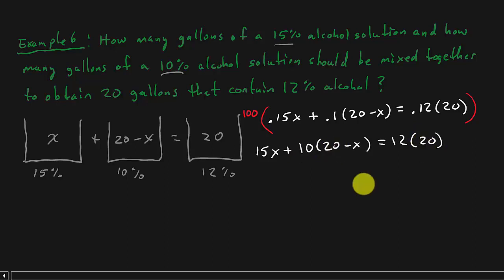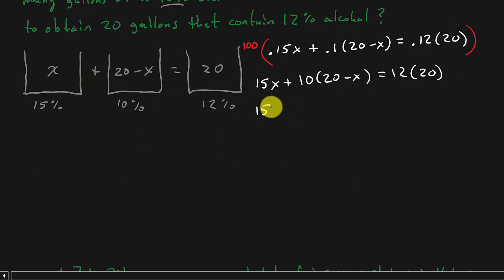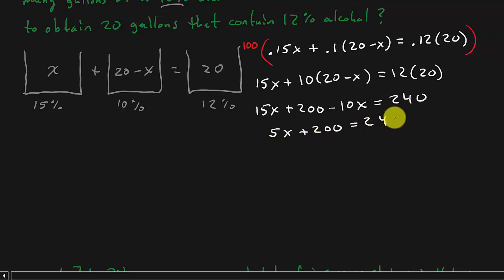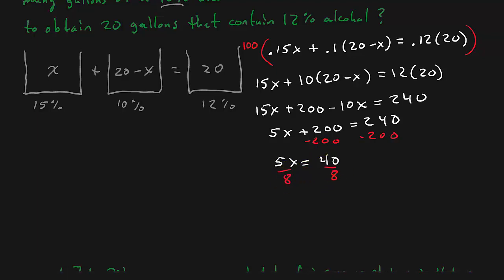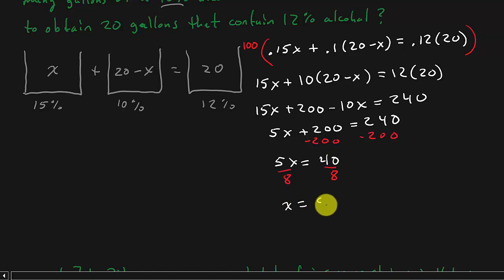And then let's clear the parentheses here. So that's going to be 15x plus 200 minus 10x equals 240. Let's combine like terms. So 5x plus 200 equals 240. And then I'll subtract 200 from both sides. And so that's going to be 5x equals 40. Divide everything by 8. And so I get x equals 5.